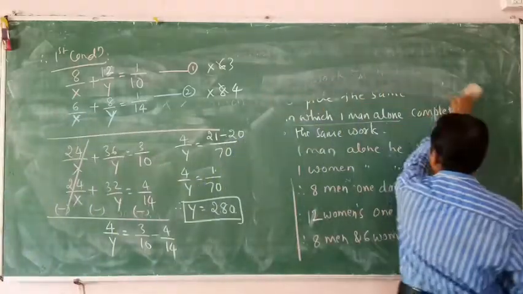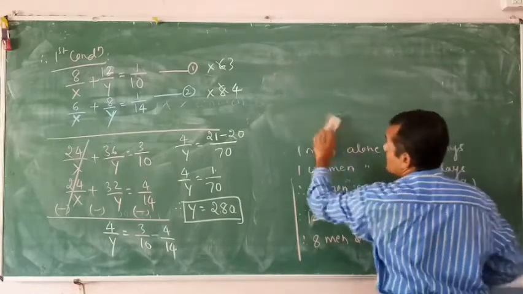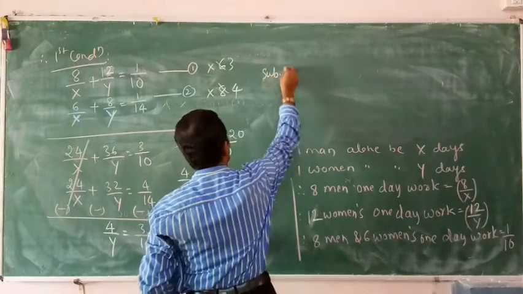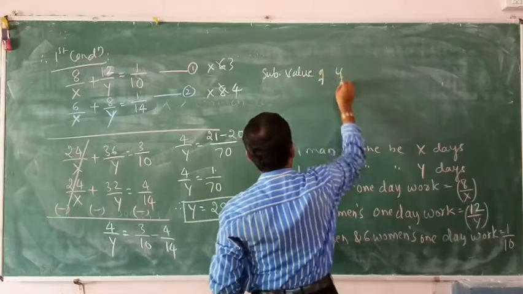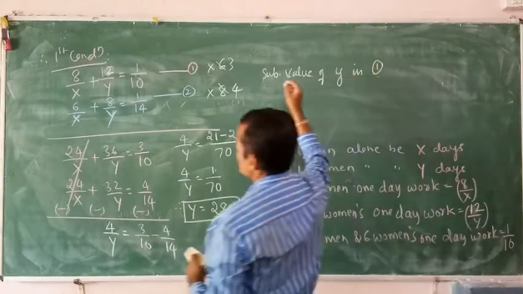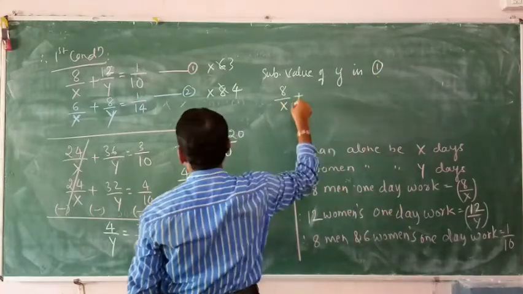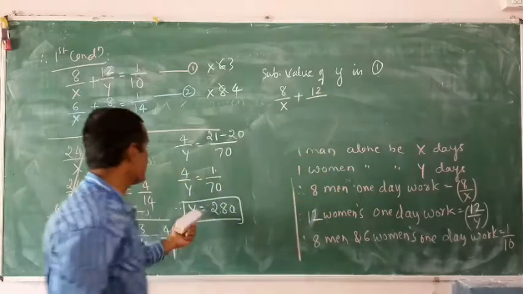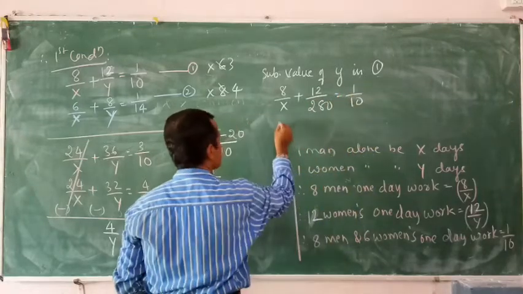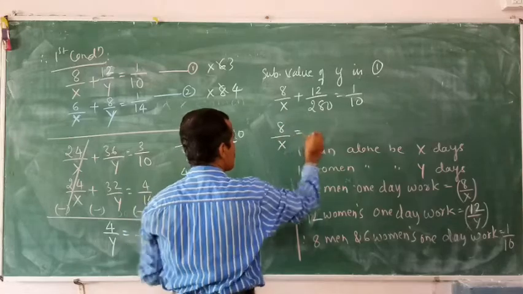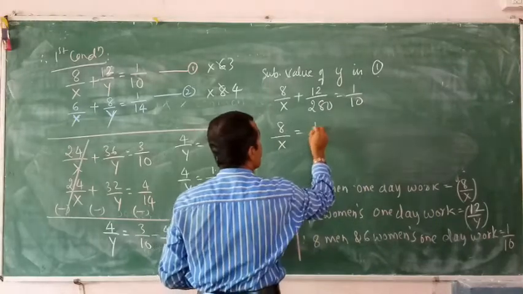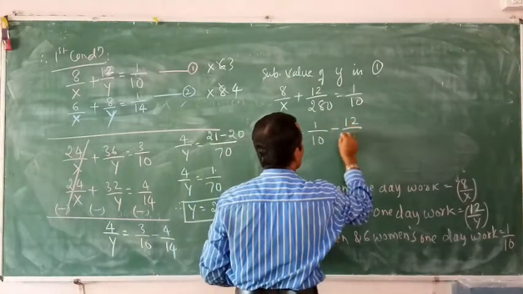Now substitute the value of y in any one of the equations. I can substitute in equation number 1: 8 by x plus 12 by y, y is equal to 280. 12 by 280 is equal to 1 by 10. 8 by x is equal to... I can take 12 by 280 to the other side. It is 1 by 10 minus 12 by 280.